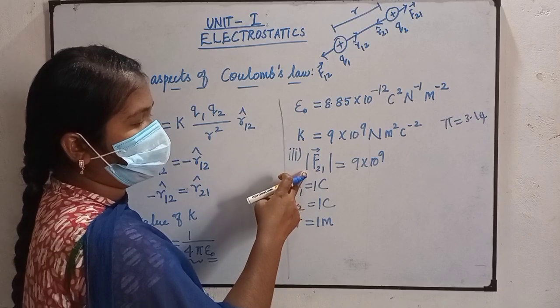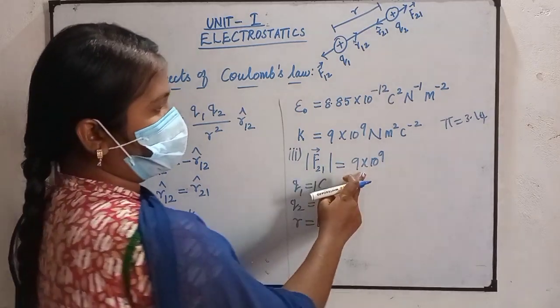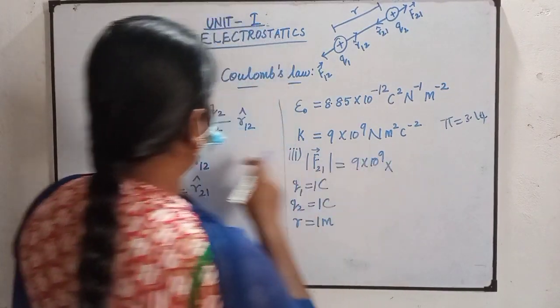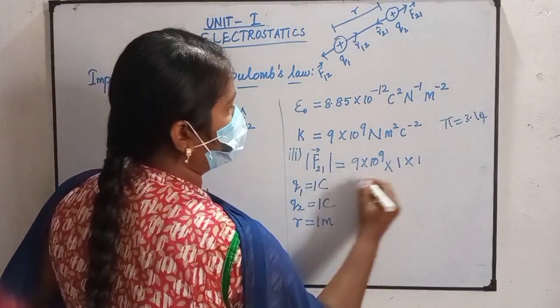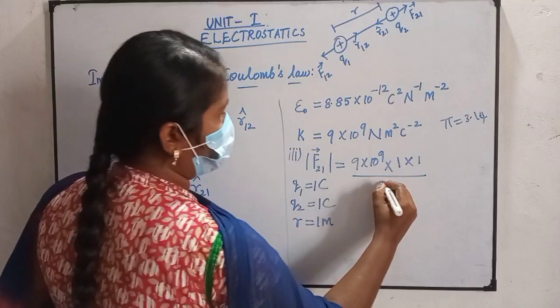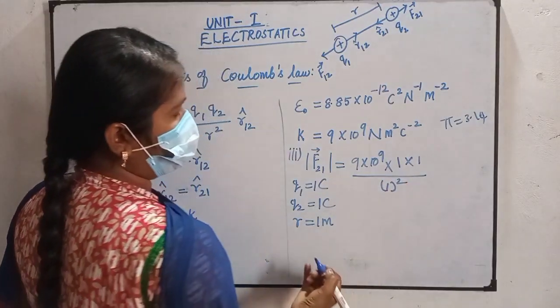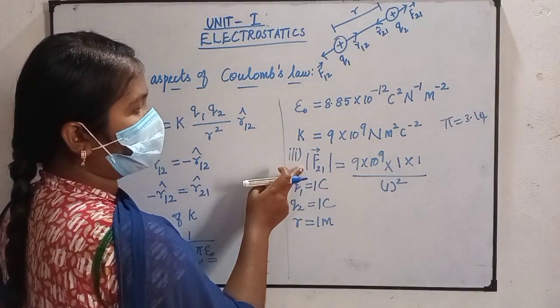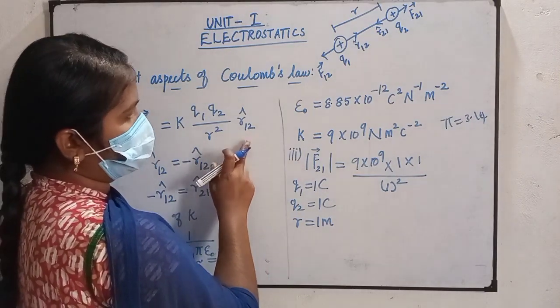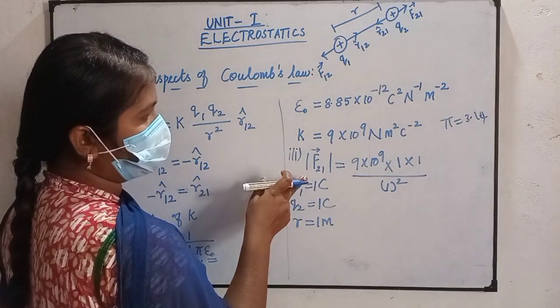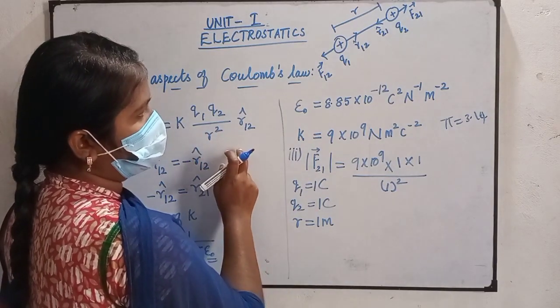So the magnitude of force uses the value of K, Q1 is 1, Q2 is also 1, and divided by R squared, which is also 1 squared. Here we take only the magnitude, so if we take the magnitude, the vector terms do not appear.